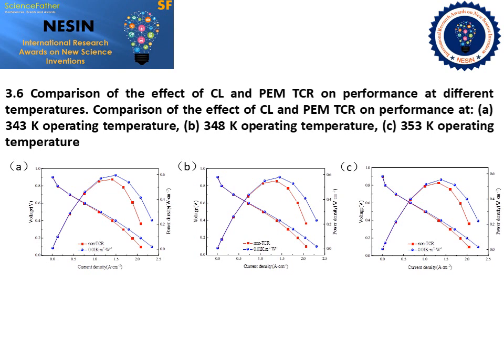The next is the comparison of the effect of CL and PEM TCR on performance at different temperatures. Comparison of the effect of CL and PEM TCR on performance at A, 343 Kelvin operating temperature, B, 348, and C, 353 Kelvin temperature.